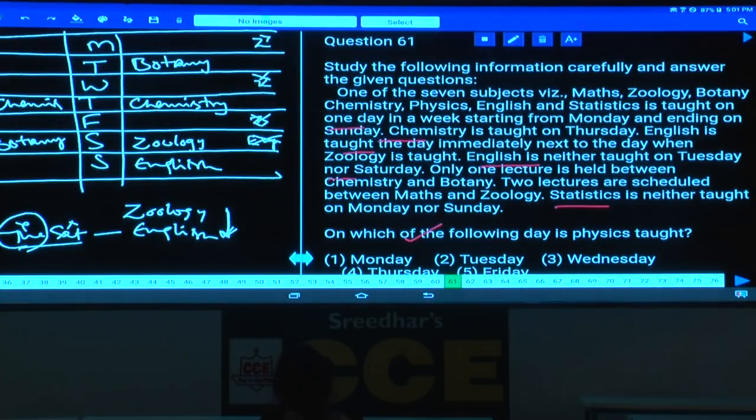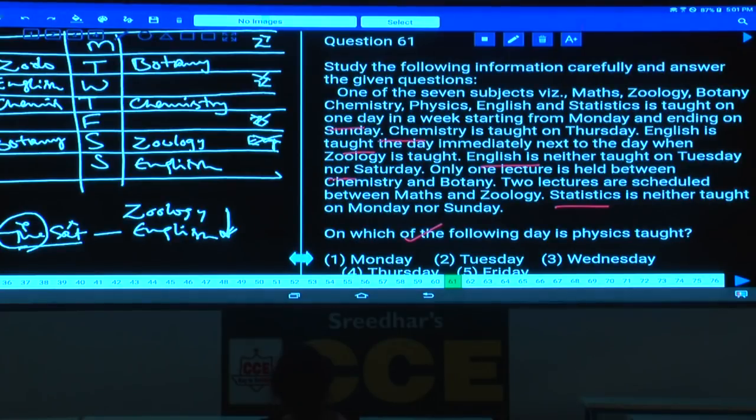As English cannot be here, zoology cannot be on Monday, isn't it? Then zoology must be on Tuesday. If zoology is on Tuesday, then English must be on Wednesday. Zoology Tuesday and English on Wednesday.